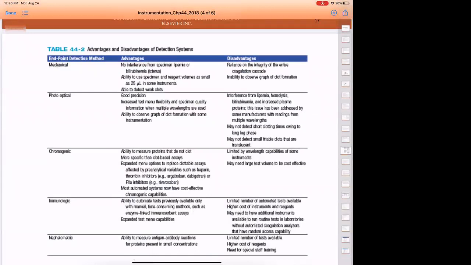Here, in this particular table, it's from your book, and it gives you a list of advantages and disadvantages of detection systems and detection mechanisms that are employed in different coagulation instruments. So here you can read this on your own, but you have all the endpoint detection methods such as mechanical, photooptical, chromogenic, immunologic, and nephelometric. And some of the advantages and disadvantages are listed in here.